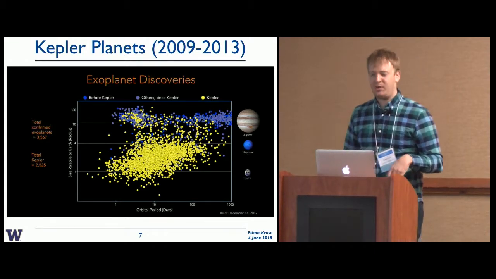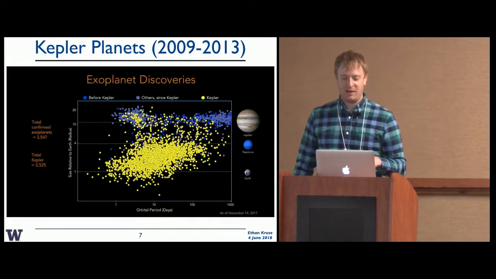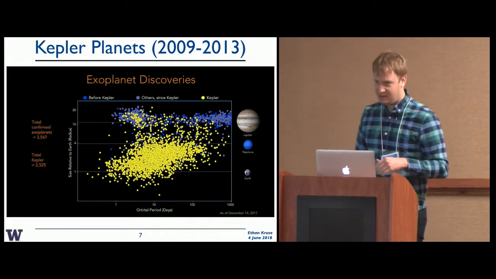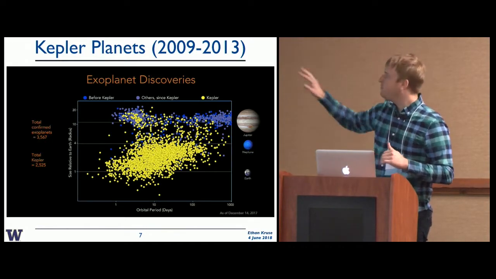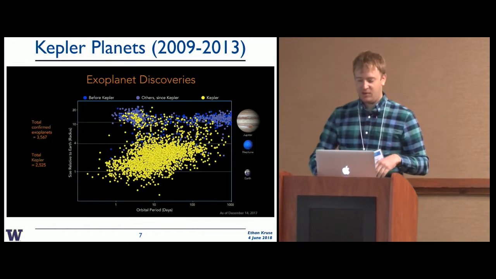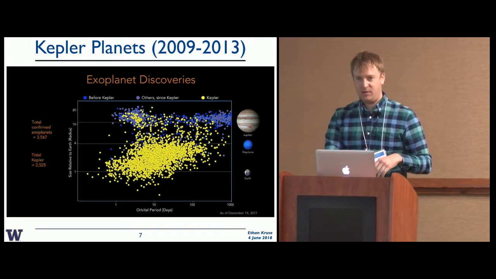So Kepler was launched with about 10 years of fuel, so it was planned to last until about 2018, 2019, which is about now. But I've been saying only 4 years of data. And that's all we had. So what happened in 2013?